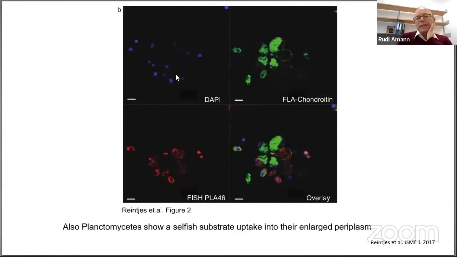That this is really a periplasmic uptake. You can visualize it on Planctomycetes. Planctomycetes are bacteria that are also, in their setup, Gram-negative, and they have a huge periplasm, referred to as paryphoplasm. So in this particular case, you see the DNA of the cells, the ribosomes of the cells, and a huge periplasmic space. And this is also stained, in this particular case, with the chondroitin sulfate.